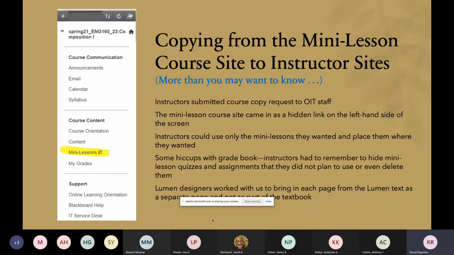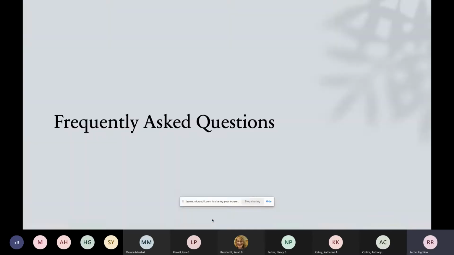There were some hiccups, as you can imagine, when you deploy something like this across so many different course sites. But it was pretty good. Lumen designers really worked hard with me to make this work, so that was nice of them.